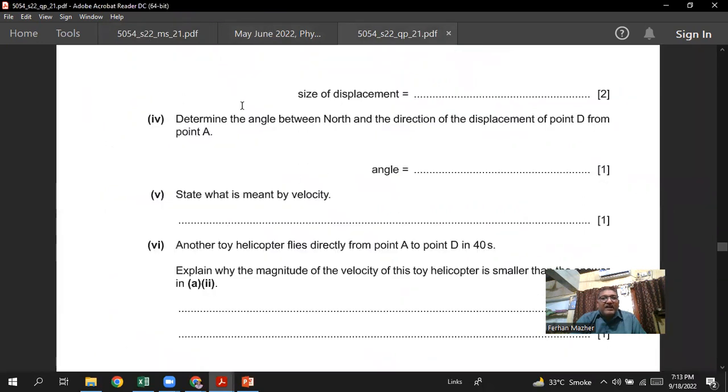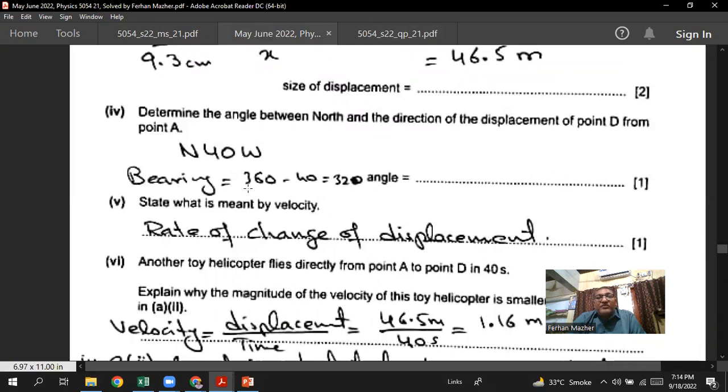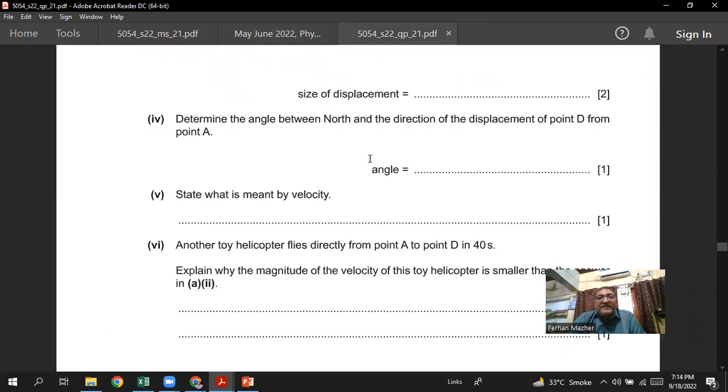Okay, the next question they are asking is to state what is meant by velocity. Velocity is the rate of change of displacement. Rate of change of displacement is called velocity. You can see the answer.